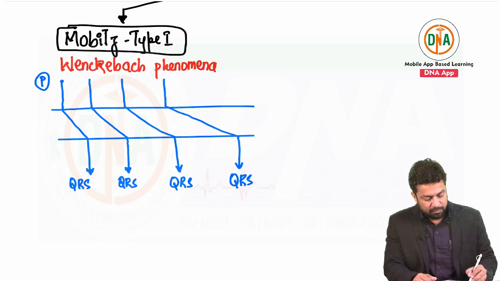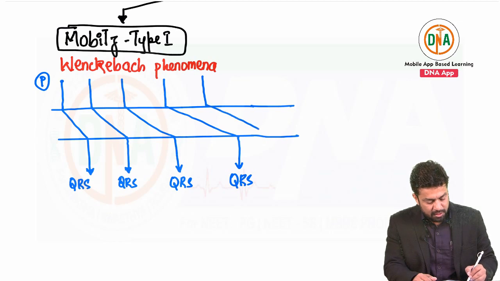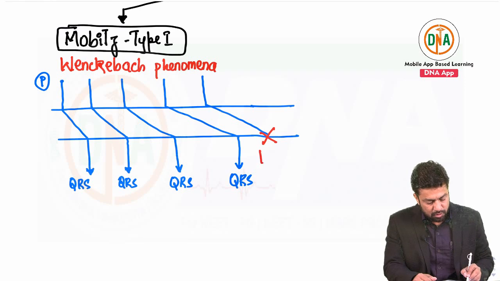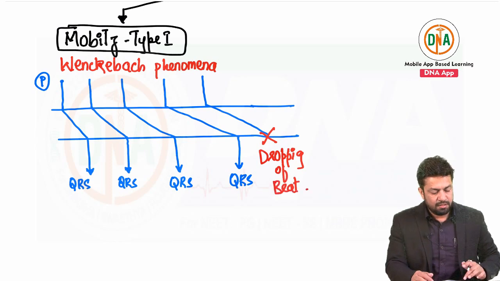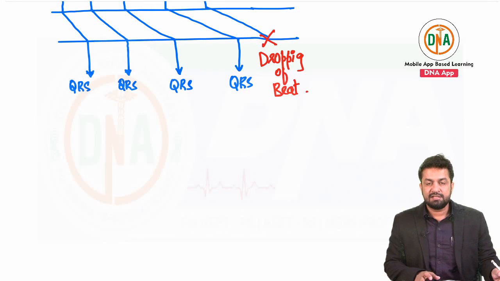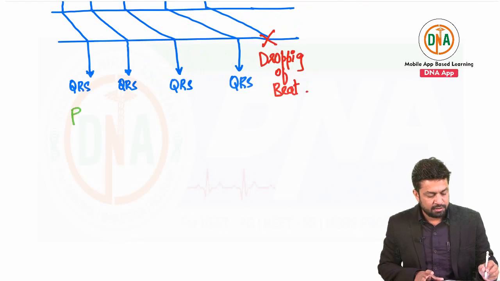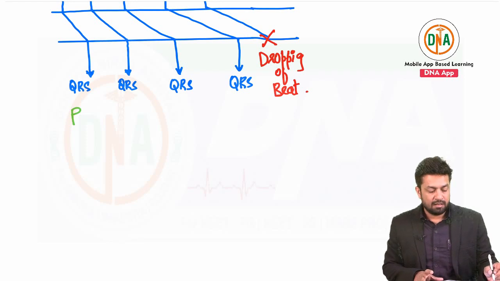And finally one of the beats comes from the atria, goes into the AV node, but doesn't come out. So there will be a dropping of the beat. So what happens in this case is that there is a progressive prolongation of the PR interval.